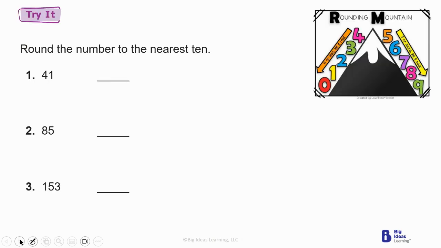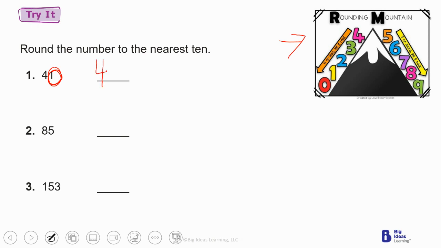All right, let's practice with rounding to the nearest 10. So again, I'm going to look at the 1. The 1 tells me to do what? Let's look over here at our chart, right? The 1 tells me to do what? Let the 4 rest. So my 4 is going to rest. My 1 becomes a 0. So 41 rounded to the nearest 10 is 40.